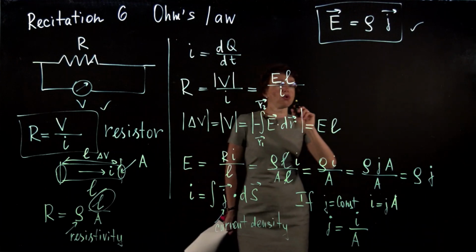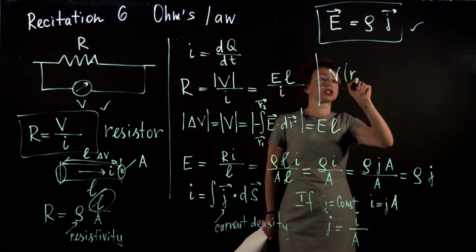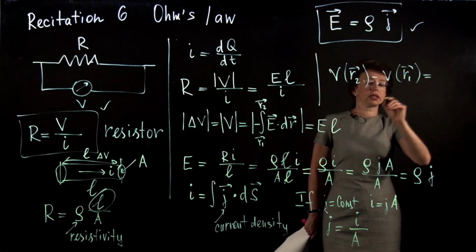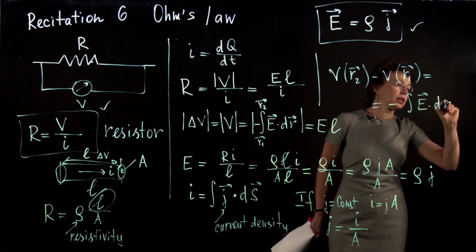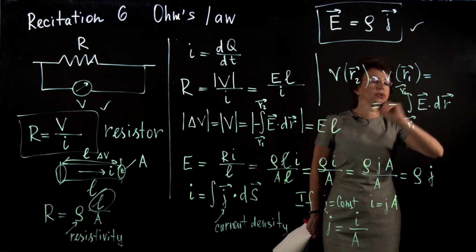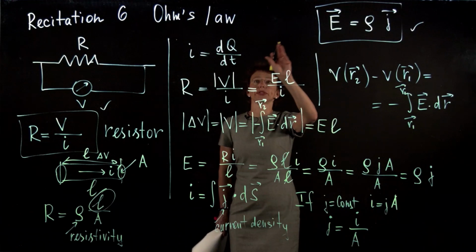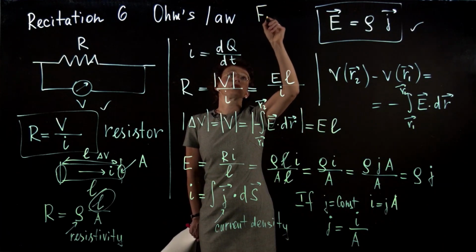So one more formula that we need today: V at R2 minus V at R1 is equal to minus the integral of E dot dr from R1 to R2. So this is not a problem, this is the review of all formulas that we will need today.